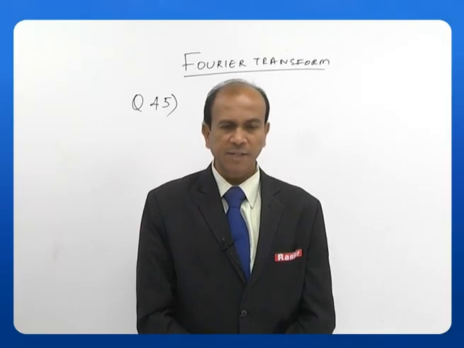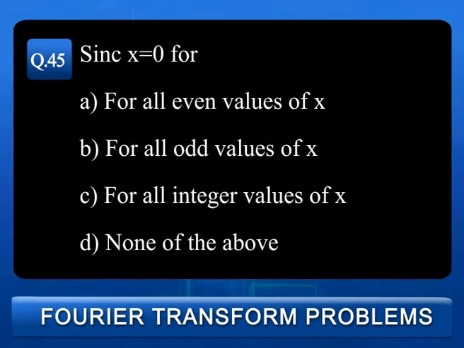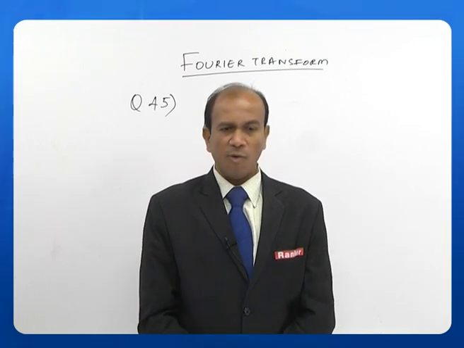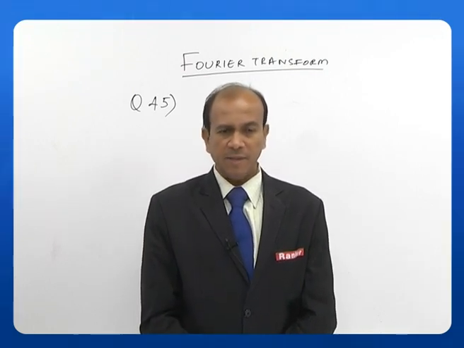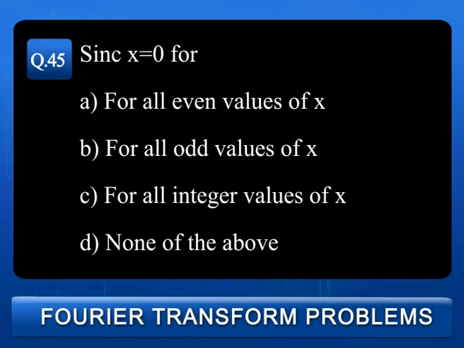The 45th question is as follows. The sinc x is equal to 0: A, for all even values of x; B, for all odd values of x; C, for all integer values of x; and D, none of the above. And the answer is C, for all integer values of x, the sinc function of x is equal to 0. So the answer is C.